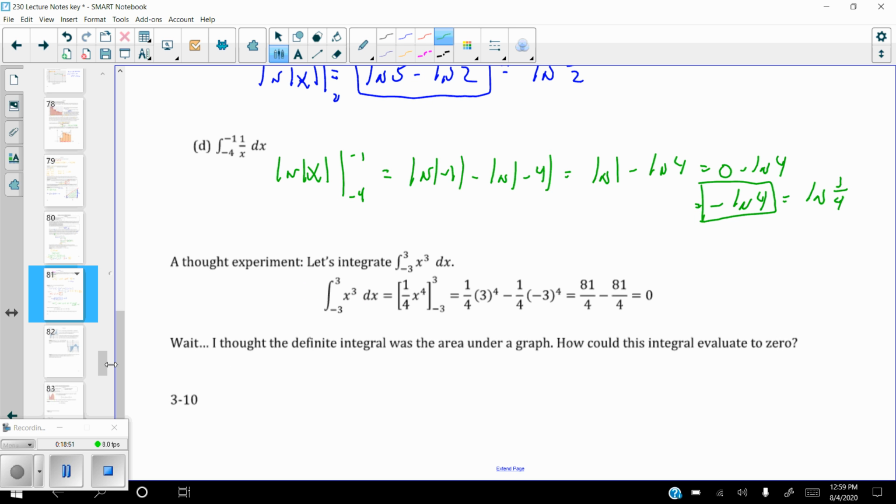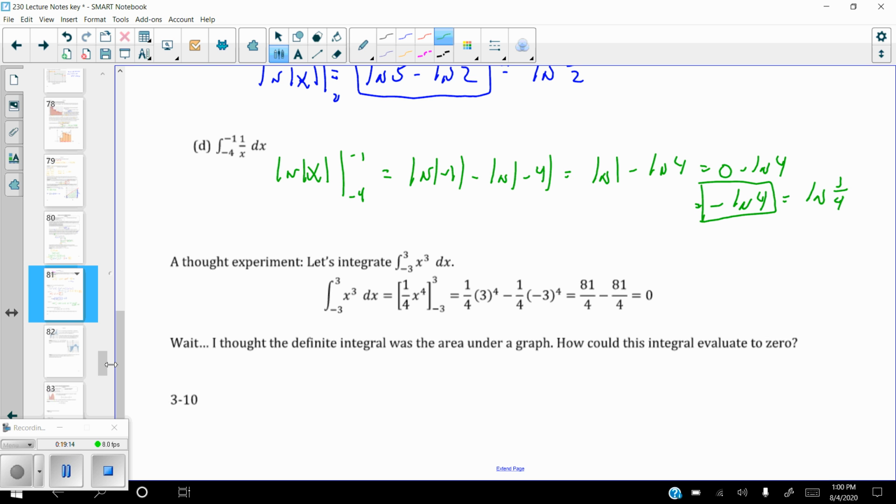All right, real quick thought experiment here on this one. What if I was to take the integral from -3 to 3 of x cubed dx? Well, I've kind of worked it out here for you already. You would get 1/4 x to the 4th from -3 to 3. If you were to plug in the 3, and then you were to plug in the -3, you end up getting 81/4 minus 81/4, which is 0.